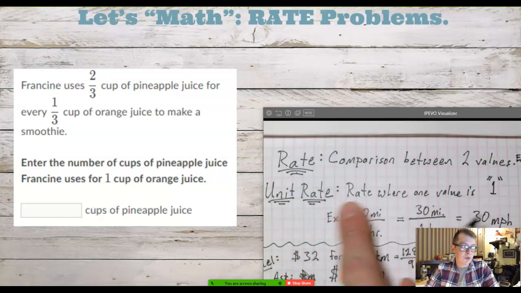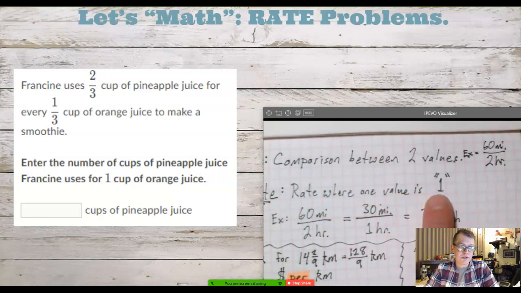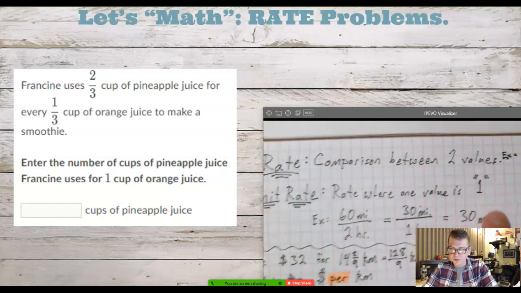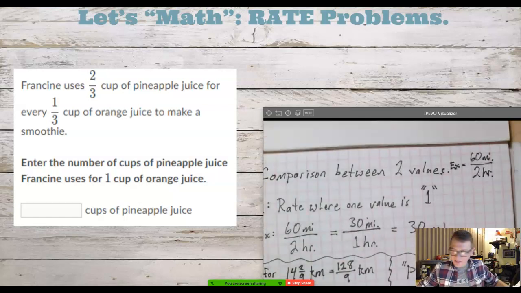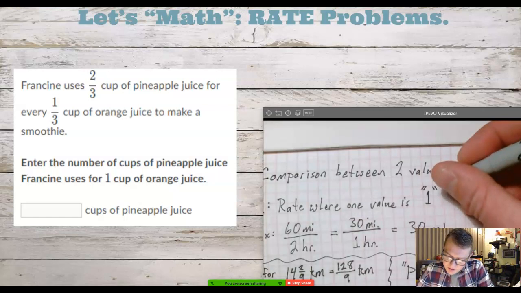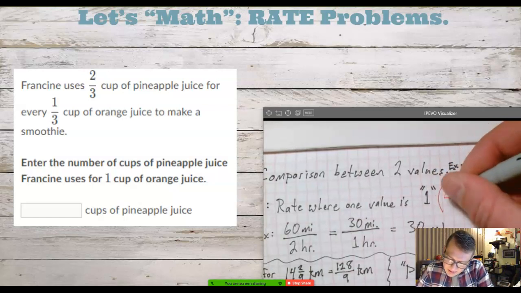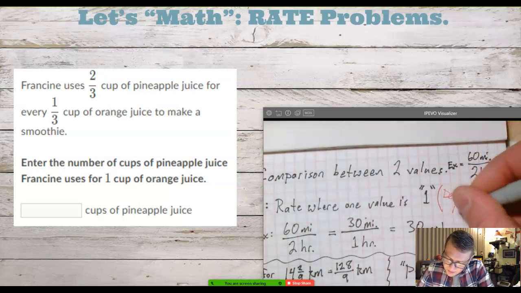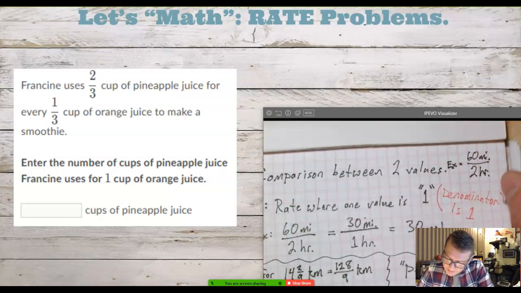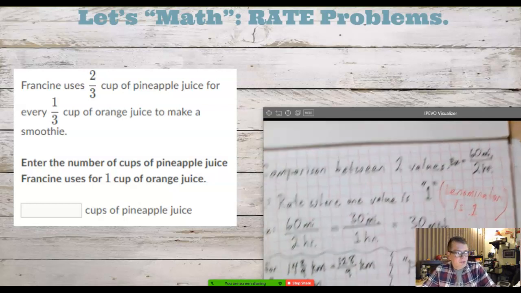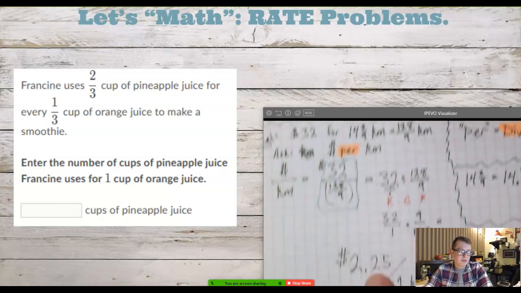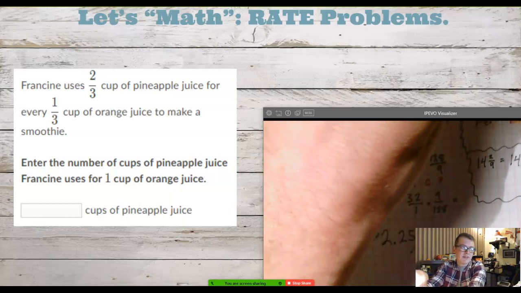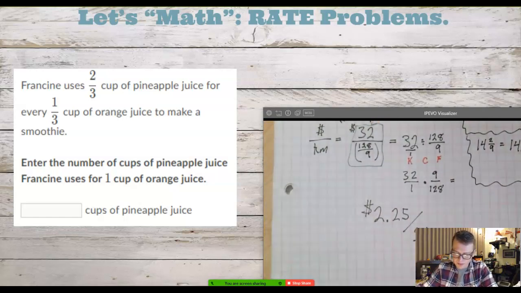The unit rate definition we wrote down is: a unit rate is a rate where one value is 1. What we want to add there is the denominator is the 1. So like we just solved, 2.25 over 1 kilometer, unit rates have the denominator being 1.